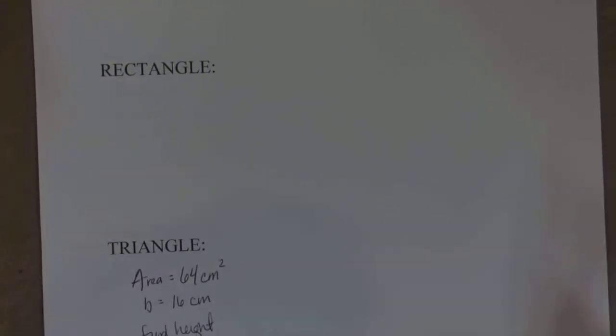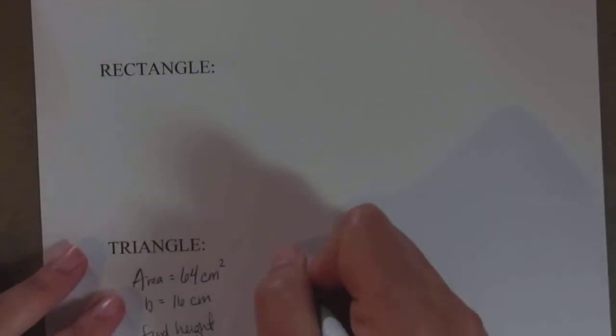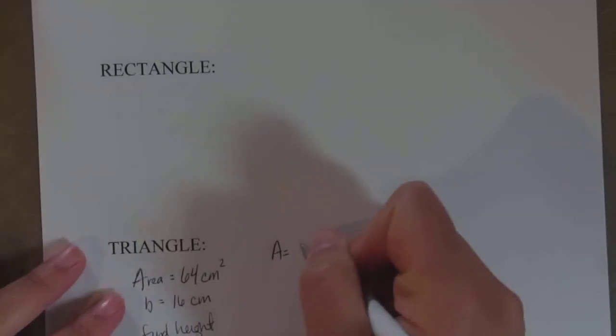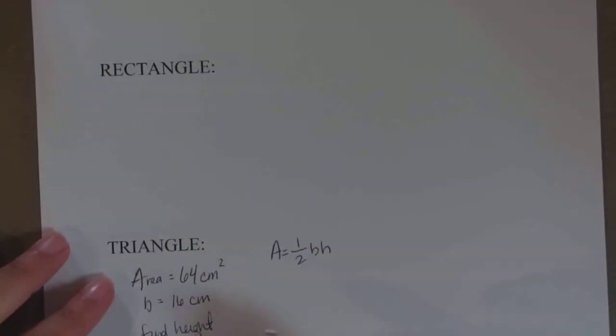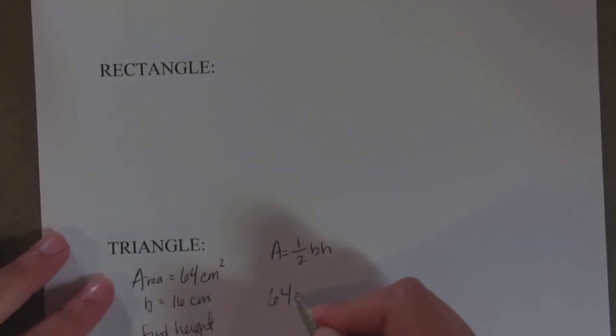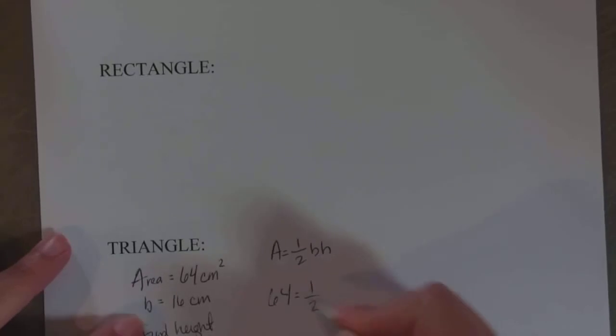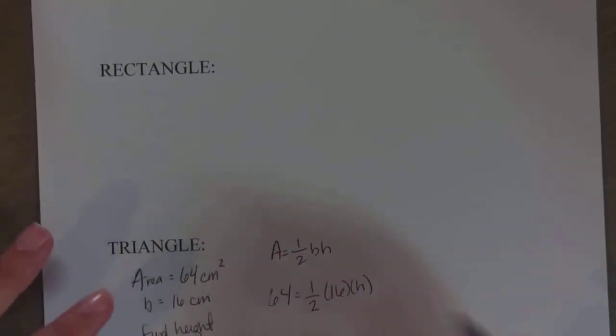I didn't even draw a picture, but I just gave the area 64 centimeters, and the base is 16, and then find the height. So anytime you're working out problems like these, you're just going to take what you have and plug it into the formula. So the area of a triangle is half of the base times the height. So we have everything except the height, so let's just fill it in. 64 equals half, the base is 16, times the height.